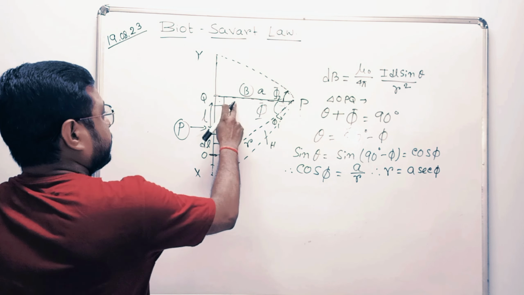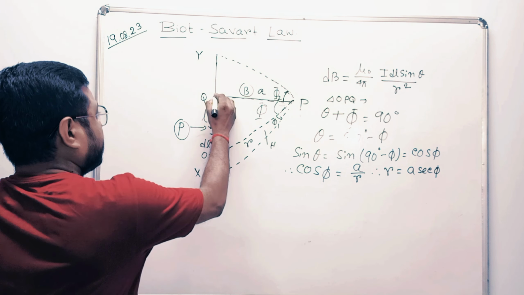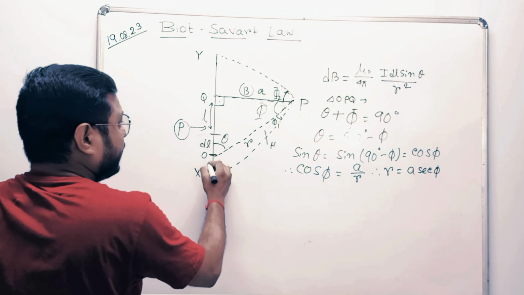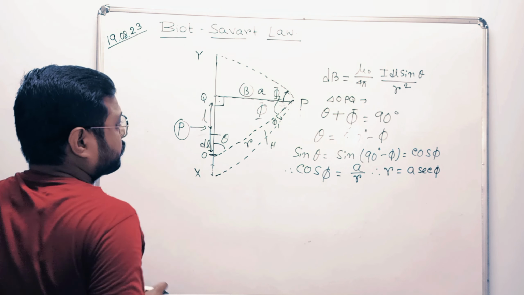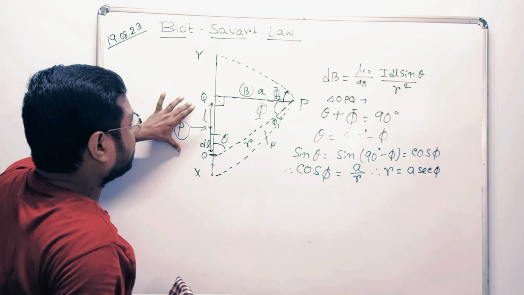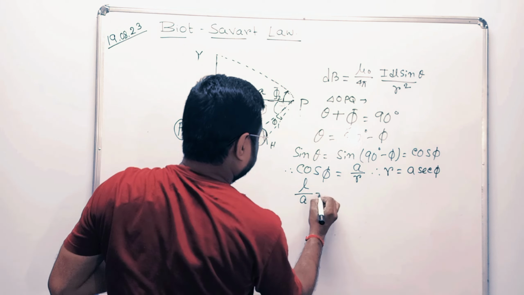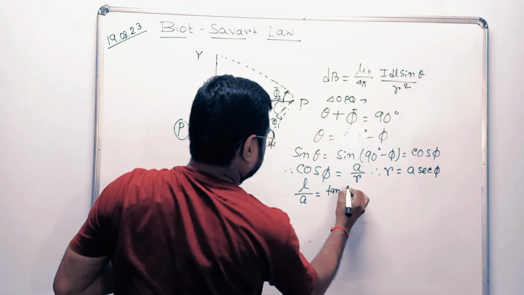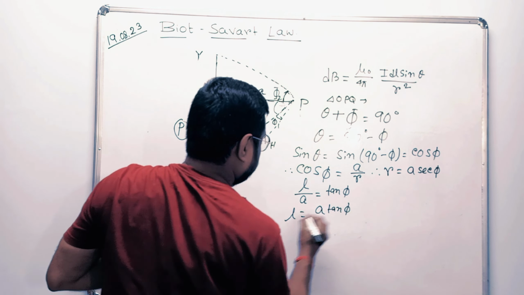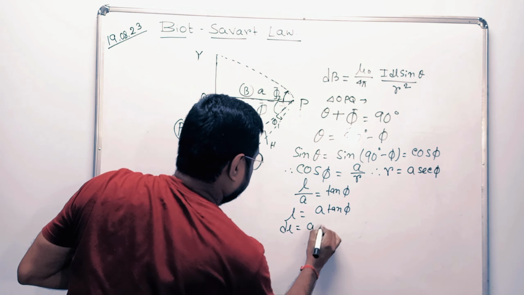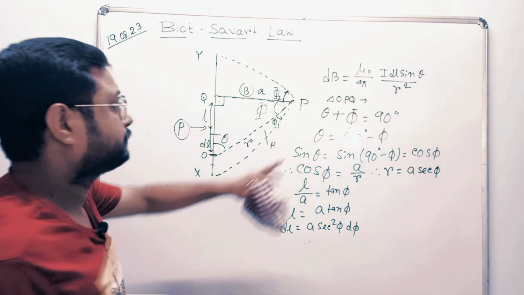And this total distance from Q to O is L. So L is the perpendicular, and the base is A. L divided by A becomes tan phi. So L equal to A tan phi, and dl equal to A sec square phi d phi.